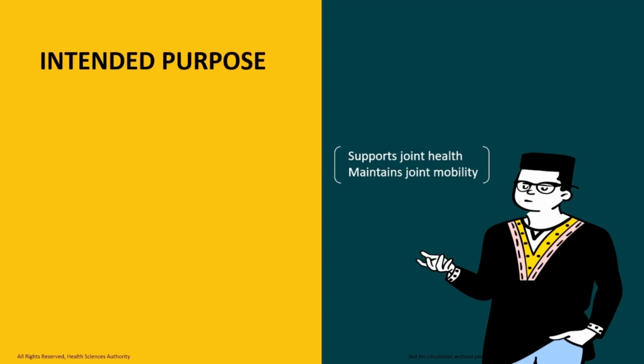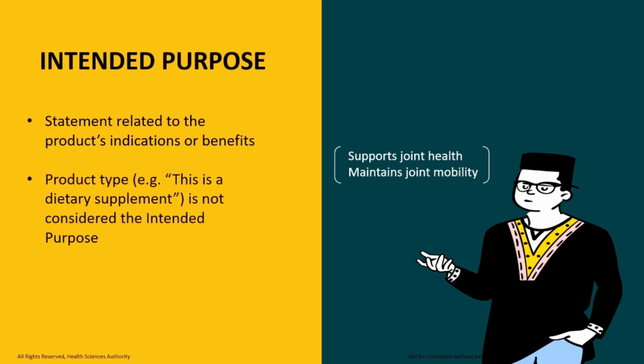The intended purpose is a statement related to the product's indications or benefits. Statements such as, "This is a dietary supplement," are not considered an intended purpose. Miso joint venture's intended purposes are to support joint health and maintain joint mobility.